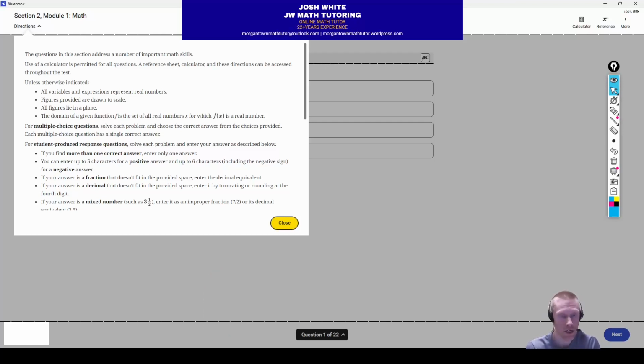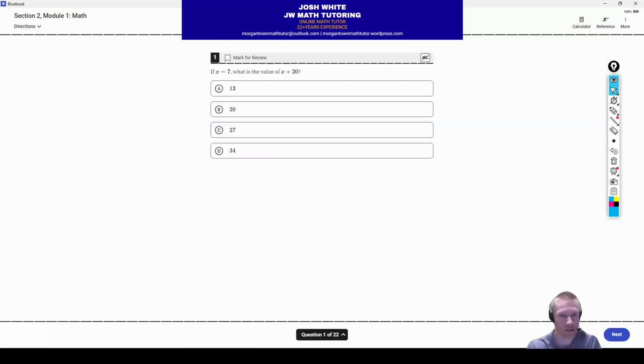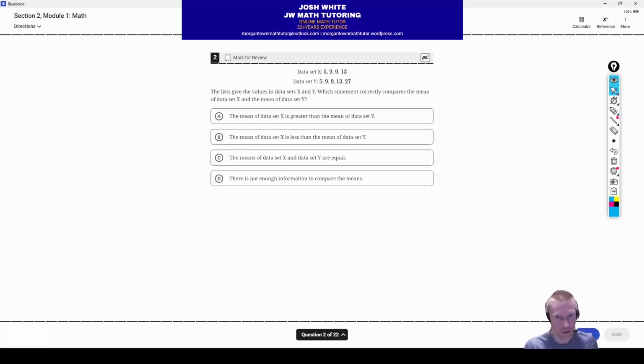So let's go ahead and get started with Bluebook Digital SAT Practice Test number 4, the math. So here we have just a basic essentially equation. They tell us what x is, and they just want to know what x plus 20 is. Well, 7 plus 20 is just going to equal 27. The correct answer for one, of course, is going to be letter C. And that's it. We can just move on to the next question.